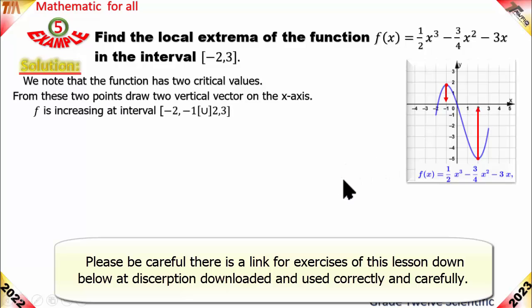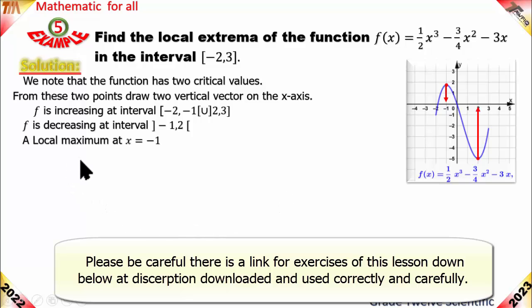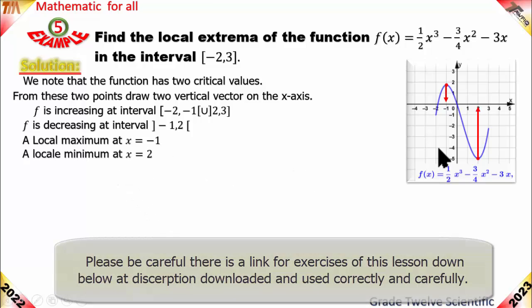That means it is increasing from minus 2 to minus 1 and decreasing from minus 1 to 2, and from 2 to 3 it is increasing. That means the increasing intervals are minus 2 to minus 1 and 2 to 3, and the decreasing interval is minus 1 to 2. There is a local maximum at x equal minus 1 and a local minimum at x equal to 2.